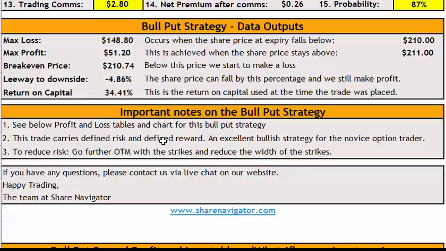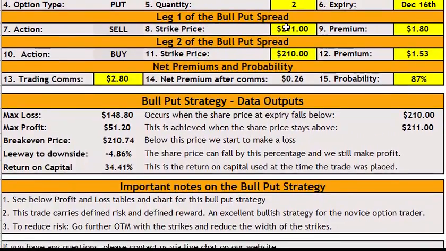If you want to reduce your risk, we would suggest you go further out of the money with the strike. So in other words, bring the strike prices down even lower. Maybe use the 208, 207 combination for our SPY example. And reduce the width of the strike. So the width of our strikes there, the difference between the two strikes, is $1. But when you're trading something like SPY, you can actually do 50-cent increments. So you could do something like the 210.50 strike and 210. That's a lower risk trade.